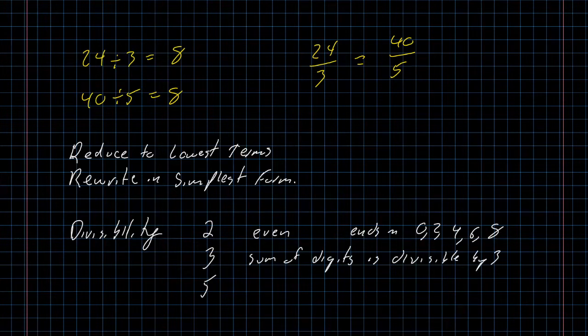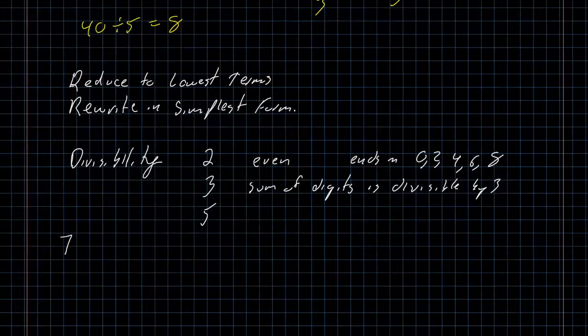Three is an oddball. The rule for divisibility by 3 is that the sum of the digits of the number is divisible by 3. So if you have a larger number, like for example, 72, well, 7 plus 2 is 9, and 9 is divisible by 3. So 72 is divisible by 3.